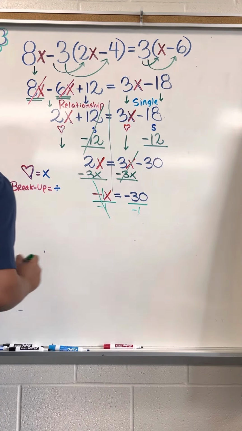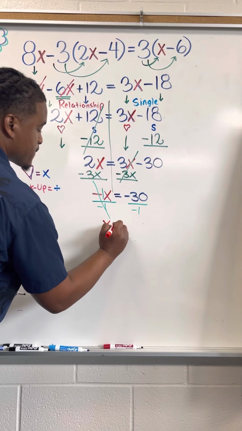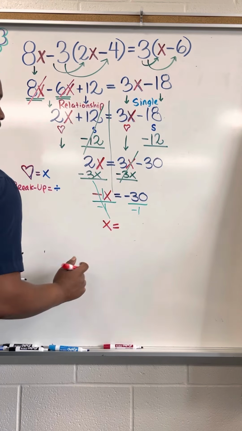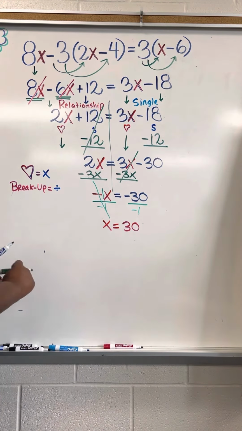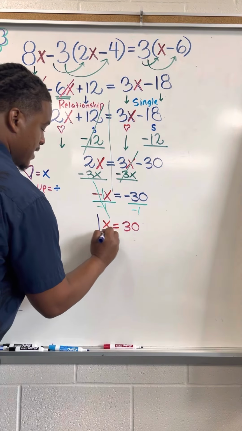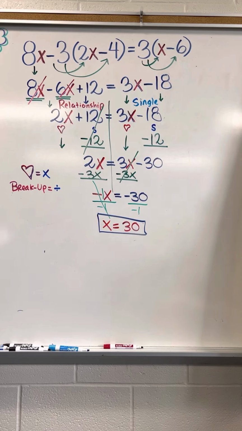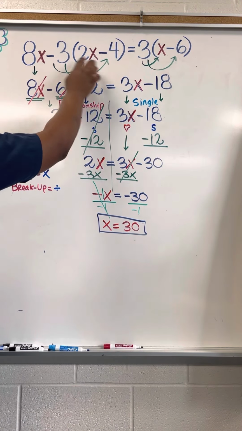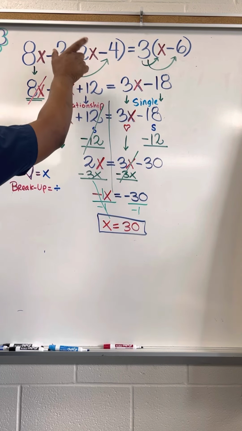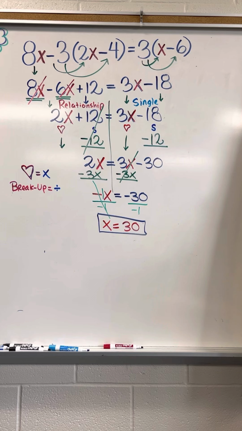Negative 1x divided by negative 1 is just a positive x, okay? And a negative 30 divided by a negative 1 is a positive 30. So that is our final answer and the value of x, which is positive 30. And once again, if you plug in 30 as x in this equation, wherever x is at, then you will see that the left side will equal the right side of the equation.